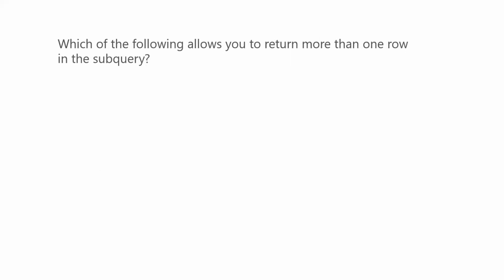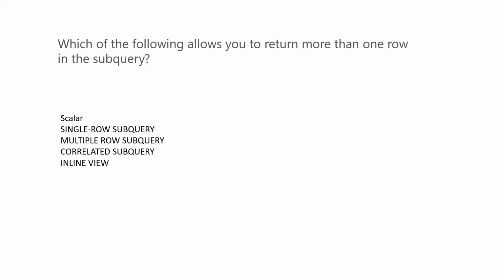Which of the following allows you to return more than one row in the subquery? Okay. Which of these? Scalar, single row, multiple row, correlated, or inline view? Okay, so we said scalar is a single row, inline view isn't a query, so it's a multiple row subquery and a correlated subquery. It's pretty easy, that one.